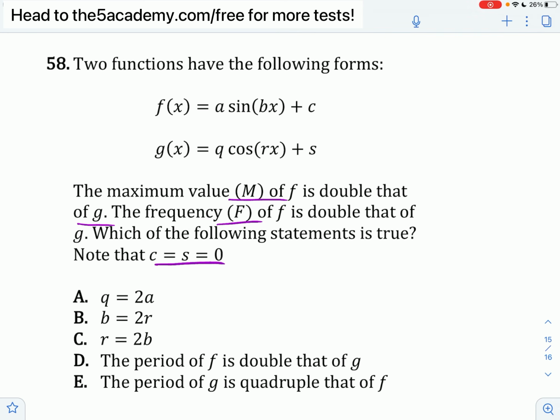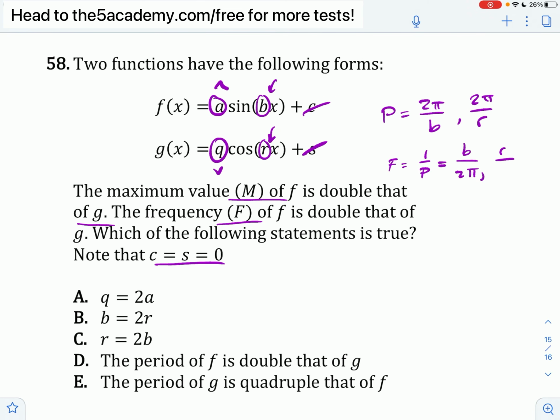Note that c equals s equals 0, so we can cancel those out. So the maximum value of this is double this one. The frequency of f, which is related to this, is double that of g. Now, what do we know about frequency? So we know period equals 2 pi over b, where b is this number in front of the x, 2 pi over b or 2 pi over r. Frequency is just the inverse of period. So frequency equals 1 over period, which is just b over 2 pi, r over 2 pi.